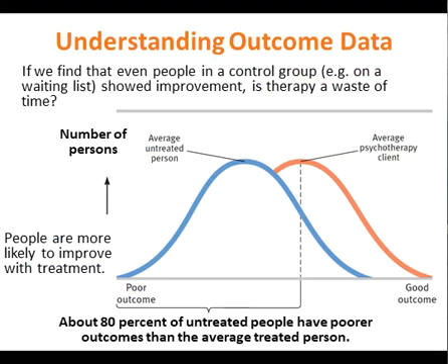Understanding outcome data. So, if we found that even people in a control group, for example on a waiting list, showed improvement, is therapy a waste of time?